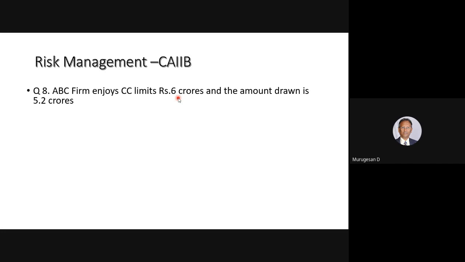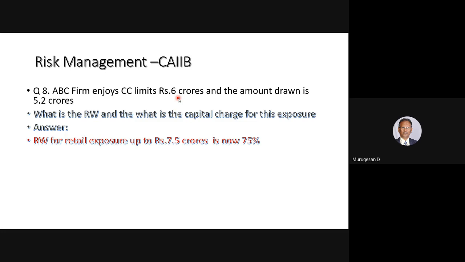Now, 6 crore, the amount drawn is 5.2. Though he is enjoying 6 crore, the amount drawn is 5.2. So for the first 5.2, what is the risk weight? It is less than 7.5, so 70% is the risk weight. First, how much has he drawn? 5.2. Here no CCF needs to be applied because it is a funded liability. He has drawn already, so immediately apply 70%. So 3.9 crore. Risk weighted amount is 3.9 crore.